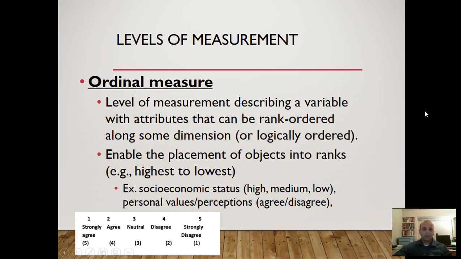So an ordinal is the next step in the level of measurement, in the hierarchy of measurement scales, I guess. It's a level of measurement describing a variable whose attributes can be rank ordered along some dimension, enabling the placement of objects into ranks, such as highest to lowest. You can do so with socioeconomic status: low, medium, high. Personal views, perceptions. I know everybody's seen these Likert scales: strongly agree, neutral, disagree, strongly disagree.